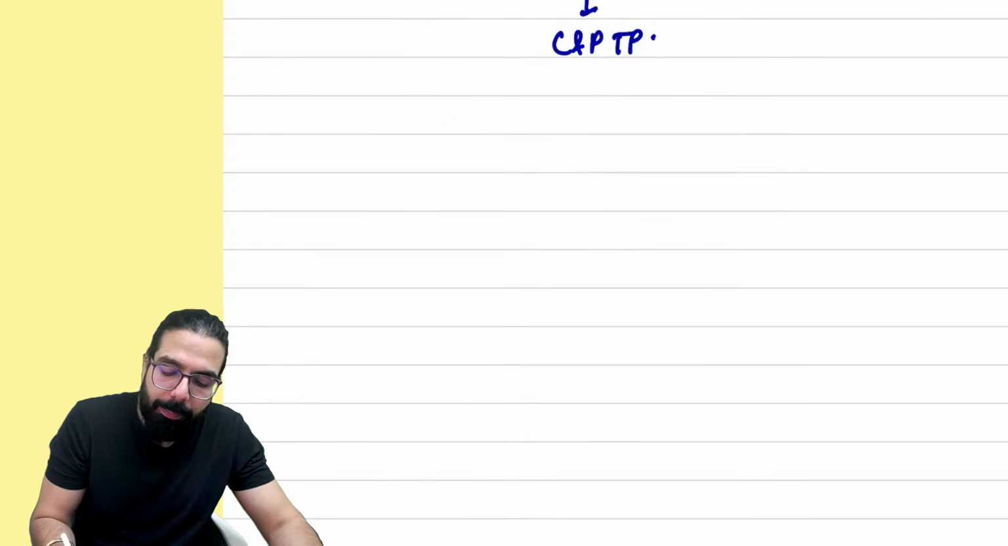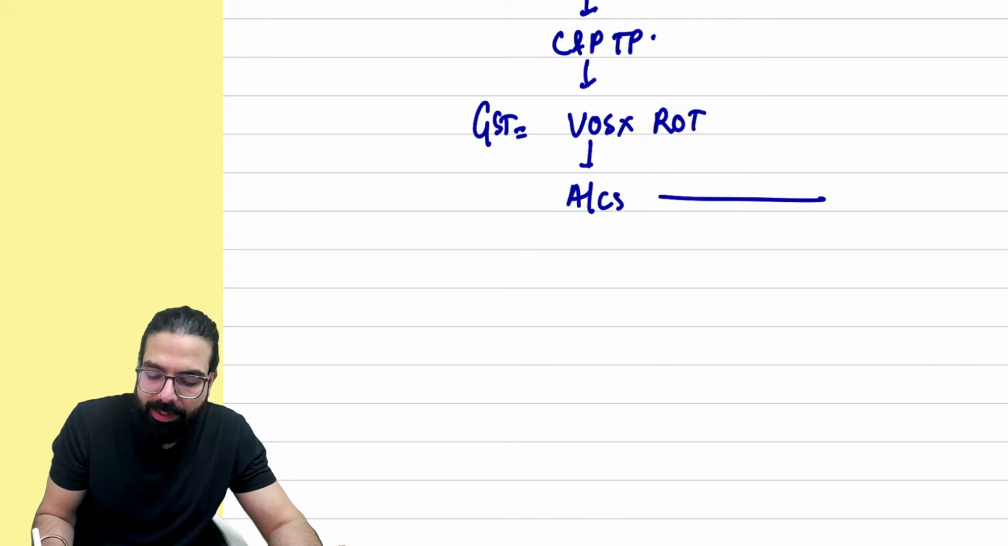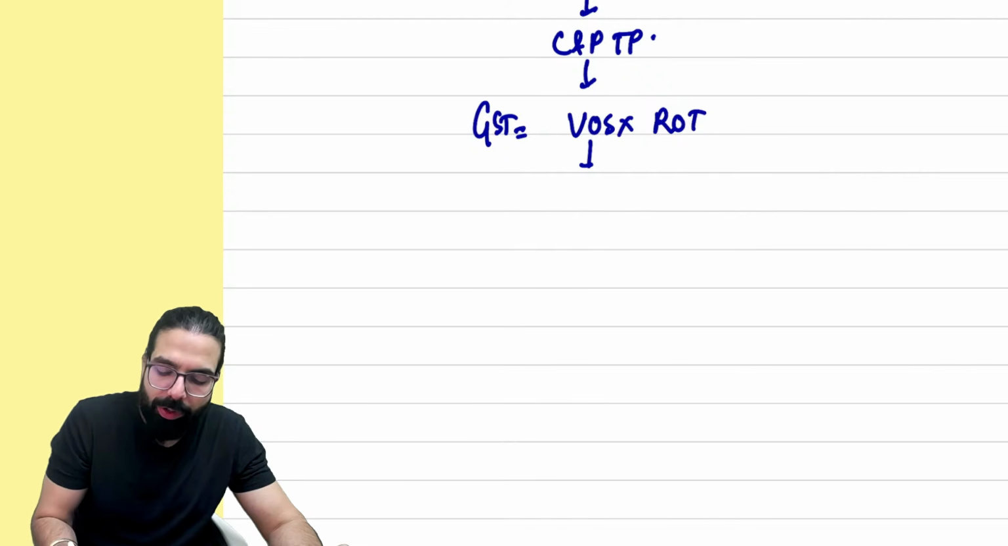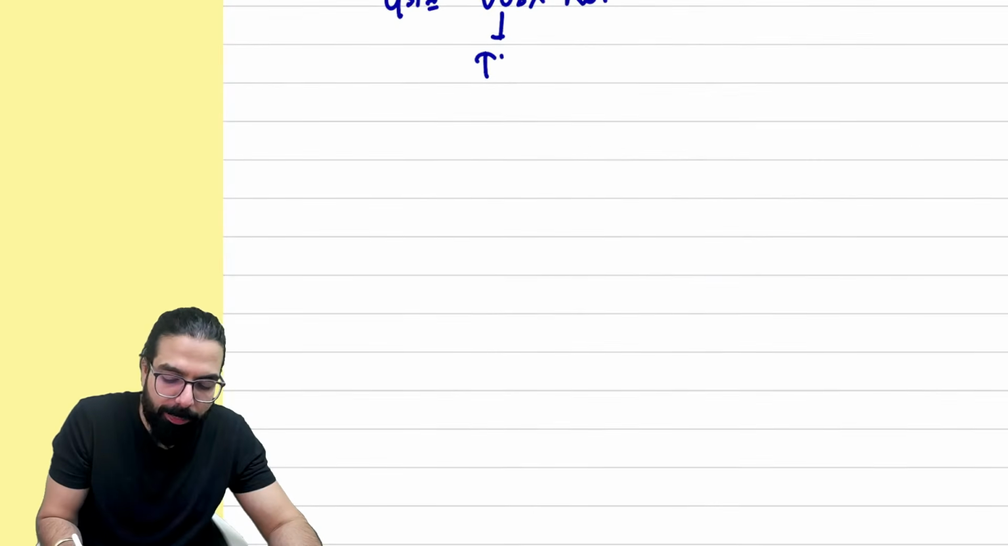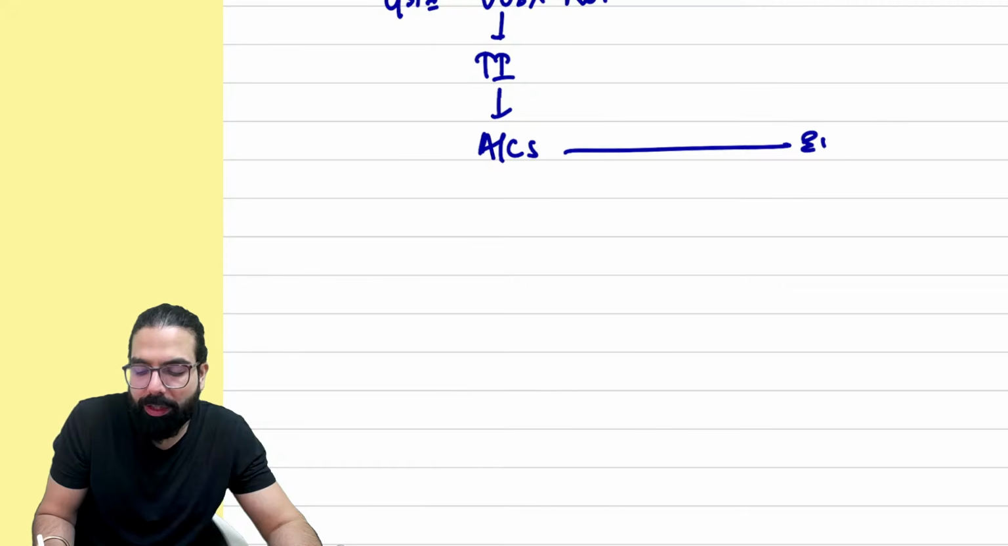Once GST gets levied, GST should be collected and paid by a taxable person. How will you collect and pay? You will calculate GST is equal to value of your supply into rate of tax. Once you calculate, you give the tax invoice to the person to collect the GST. Then you maintain your accounts and you send the goods to the other person with the help of e-way bill.